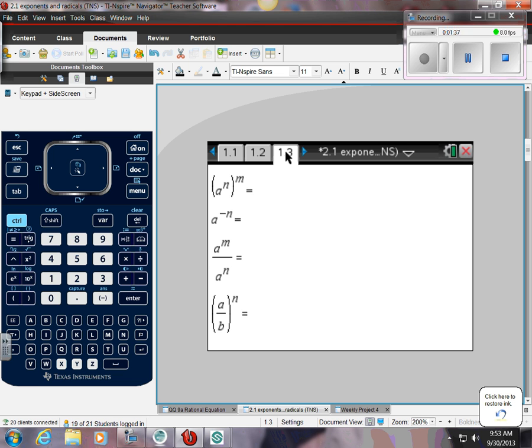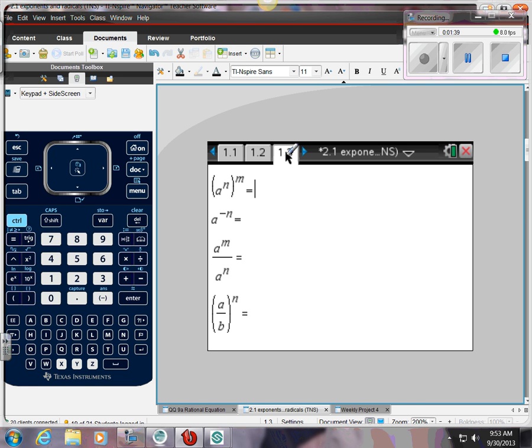Okay, a to the m raised to the n is more rules. Yep. Raise a power to a power. We just said it. Multiply. When you raise a power to a power, you multiply. So this becomes what? A to the n times m. Yep. Do I like negative exponents? How do I get rid of them? Good. Put it under 1.